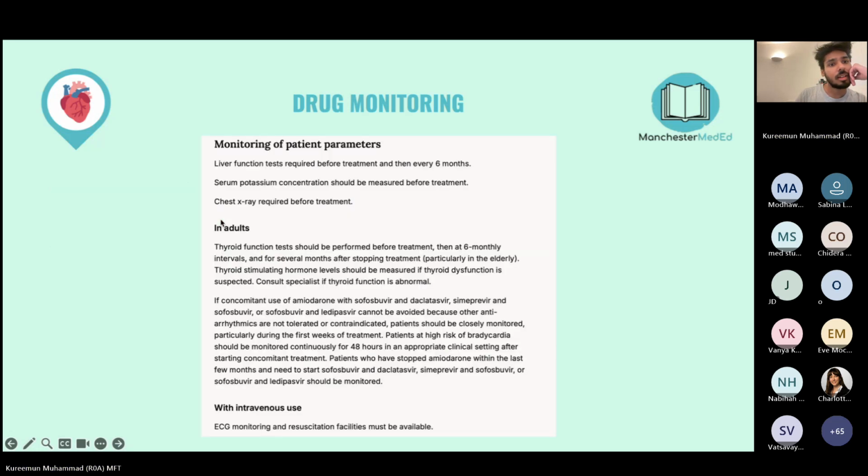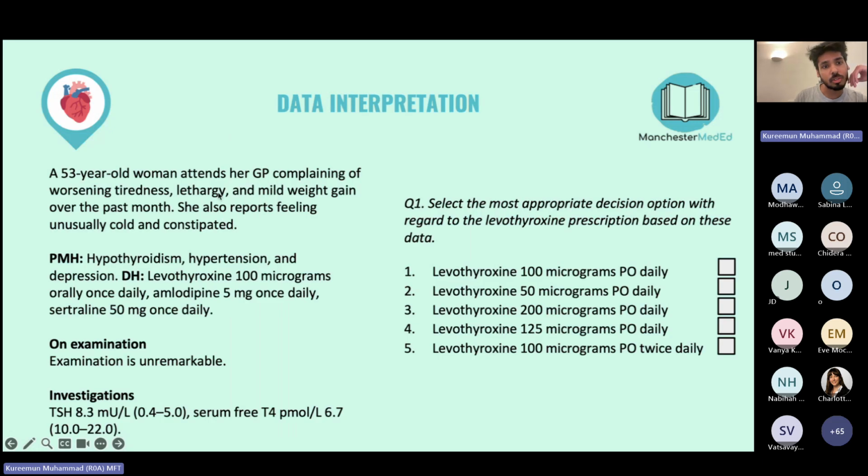Anyways, next one. A 53-year-old woman attends the GP complaining of worsening tiredness, lethargy, and mild weight gain. She also reports feeling unusually cold and constipated. Past medical history of hypothyroidism, hypertension, depression, is on levothyroxine 100 micrograms orally once daily, and other drugs. The investigations are there. Select the most appropriate decision option with regard to levothyroxine prescription based on these data. So what would you do with the levothyroxine? Would you increase it, decrease it, leave it the same?